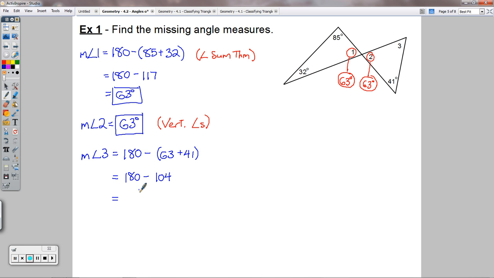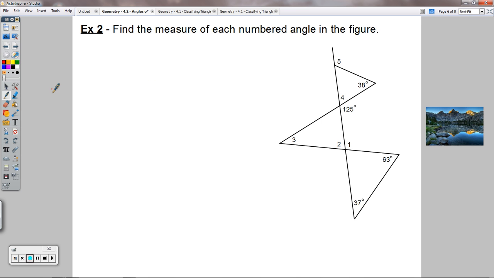And that would give me a final answer of 76 degrees for the measure of angle 3. So I'll fill that in. You can verify your answers by adding the three angles here, seeing that they add to 180. Do the same thing with the three angles here, and see that they add to 180, and they in fact do.